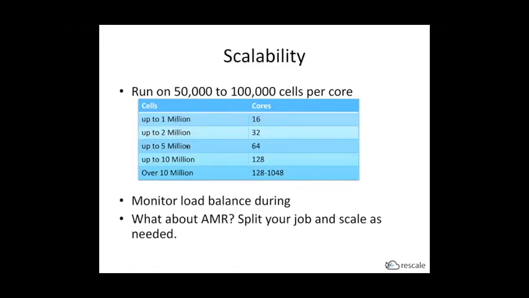So let me talk a little bit about how to most efficiently run CONVERGE on Rescale. On most of our core types, CONVERGE scales best between 50 and 100,000 cells per core. This table shows the recommended core count for different size models. Up to 10 million cells, 128 cores would usually suffice. But if you have bigger models, especially with the InfiniBand core types, you can scale up to hundreds or even 1,000 cores as well.